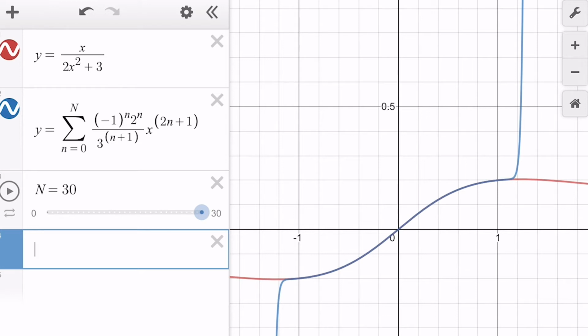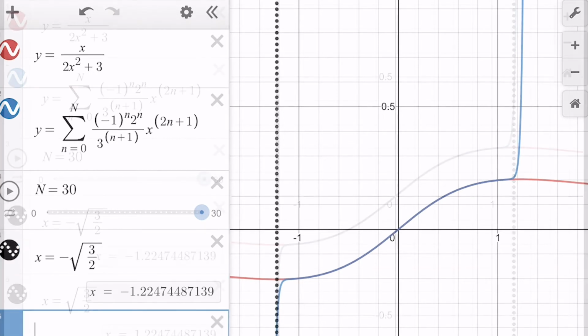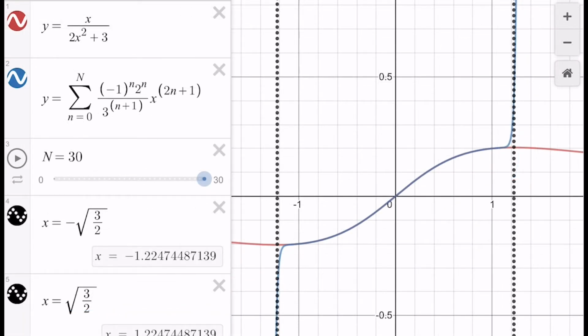So let's quickly just plot those two as vertical lines. So we had on the left this point, x equal negative rad 3 over 2. And you can see that that's sort of the left end of where the series wants to conform to the function. And of course, if we add the right endpoint of the interval of convergence, we can see that our graph completely agrees with our findings from before. So there it is.